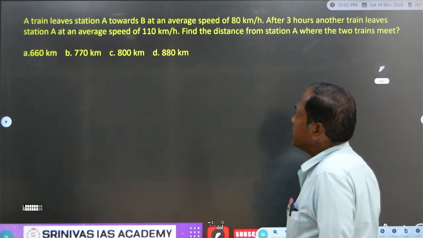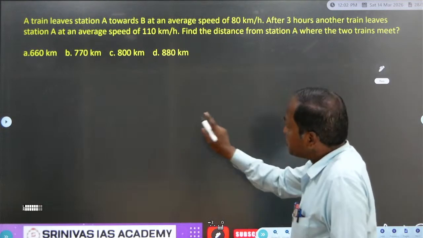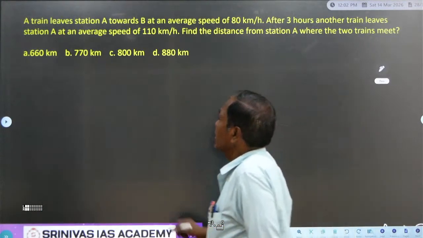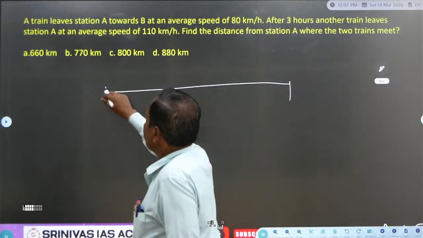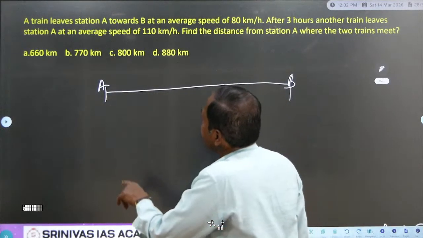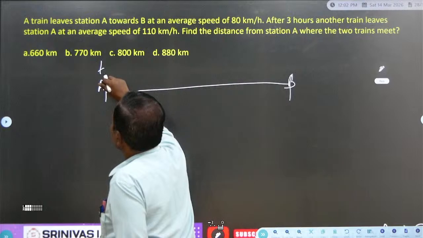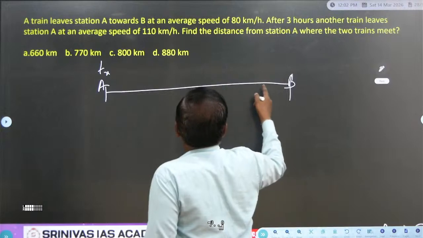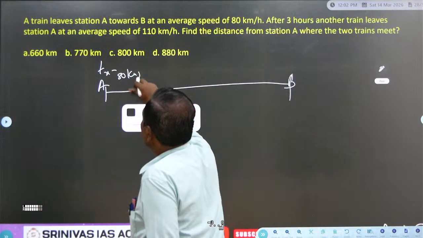A train leaves station A towards B at a speed of 80 km per hour. After 3 hours, another train leaves station A at a different average speed. Find the distance from station A. Again, you can see there are 2 stations. Let us keep this as A and this as B. Let us say train X leaves station A towards B at an average speed of 80 km per hour. We can write here 80 km per hour.